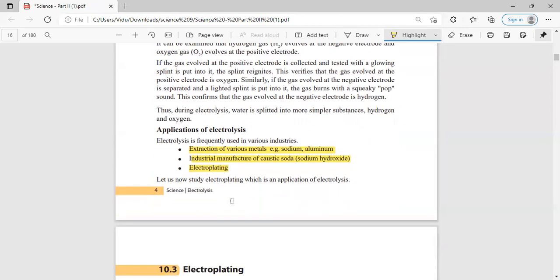I'm going to do the next subtopic, electroplating, in another video.